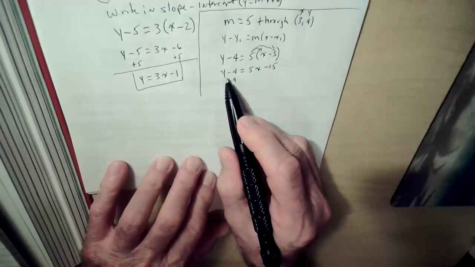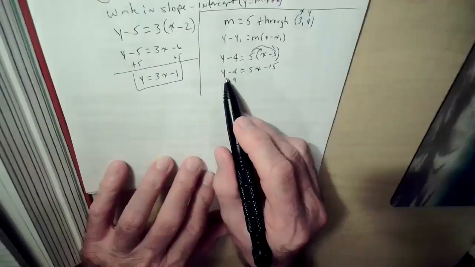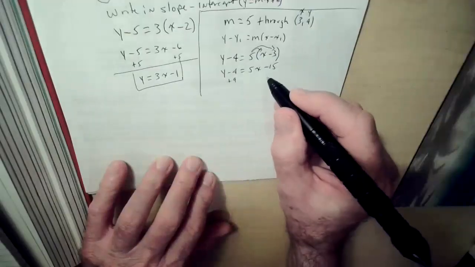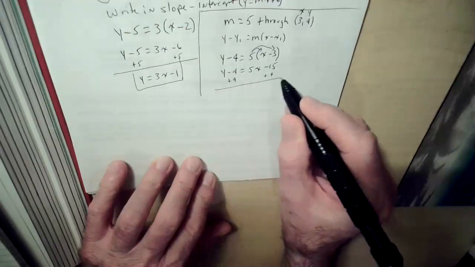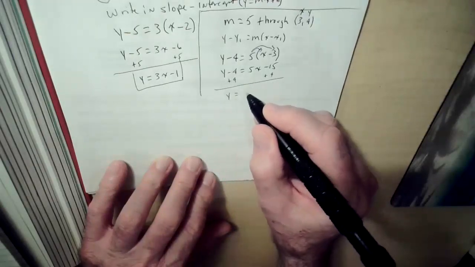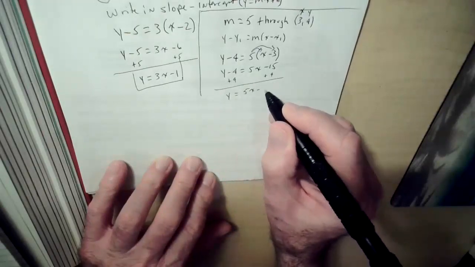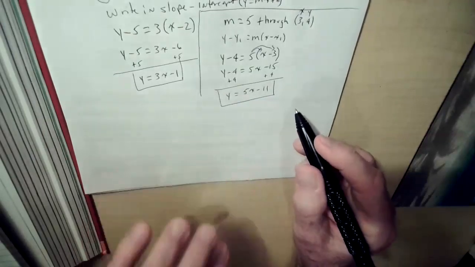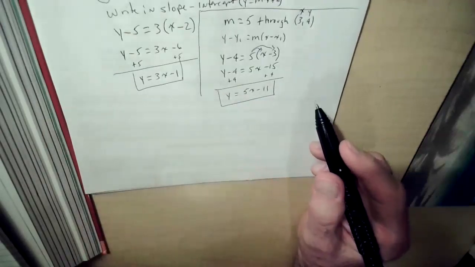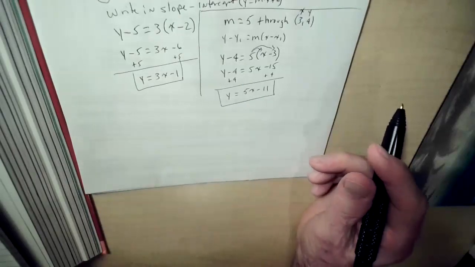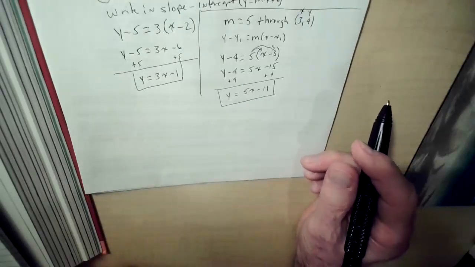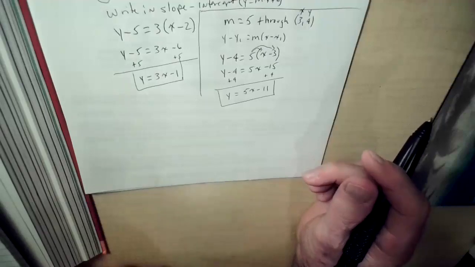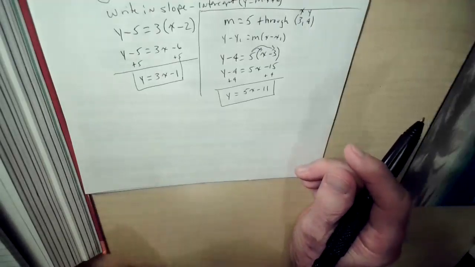Now, add 4, because now we want to solve this equation for y. We're going to add 4 to each side. And y equals 5x minus, let's say... I think. Okay, am I going too fast? Please tell me if I'm going too fast.